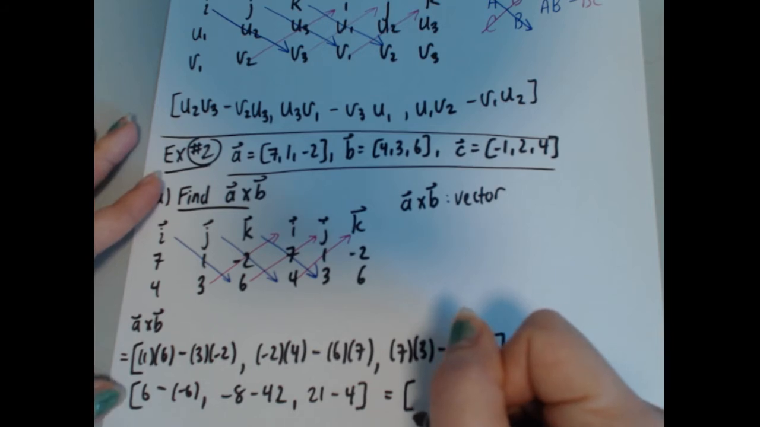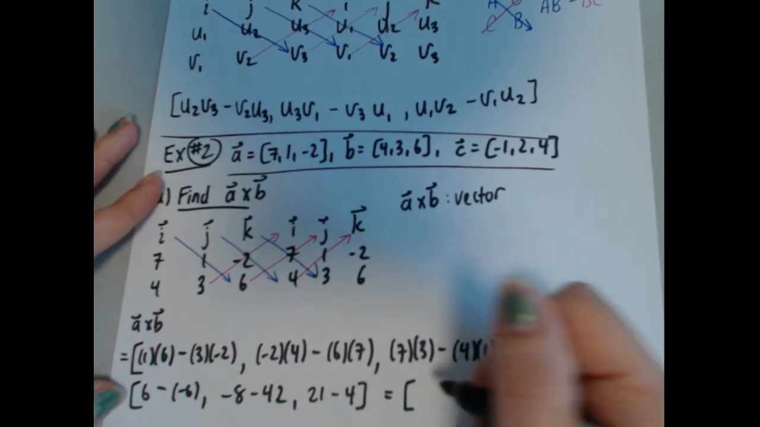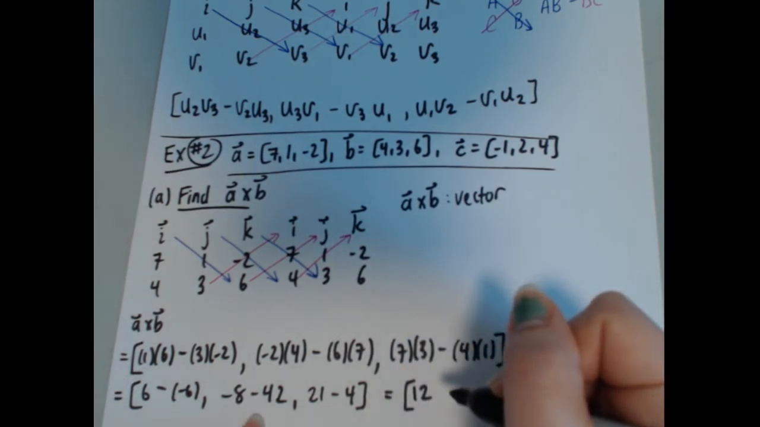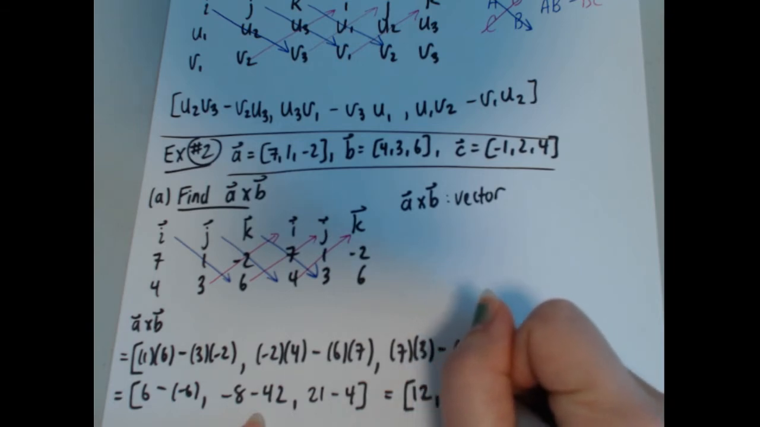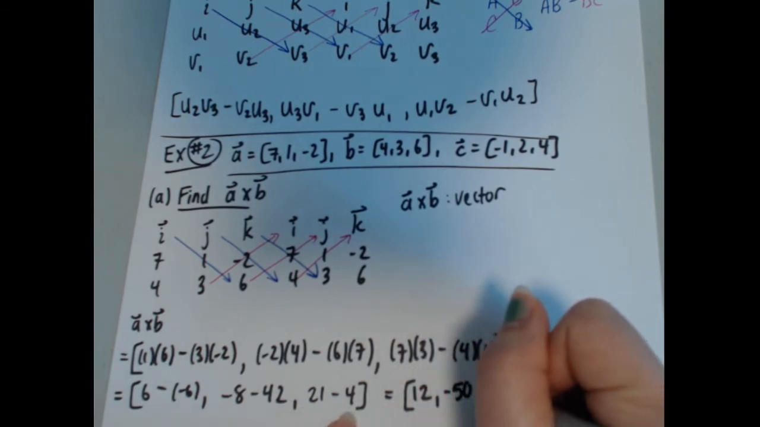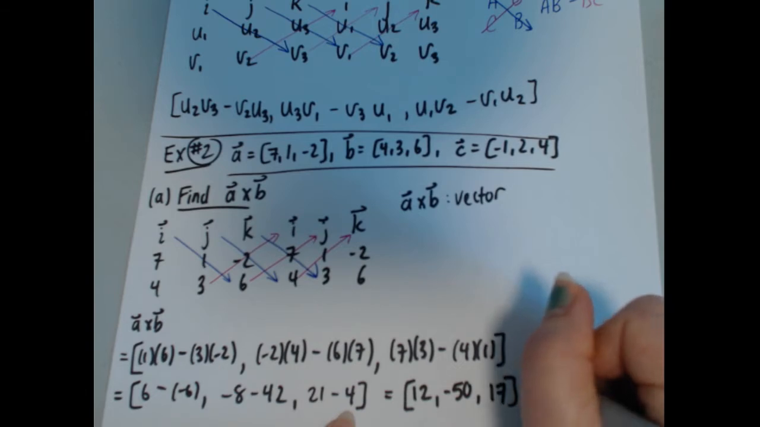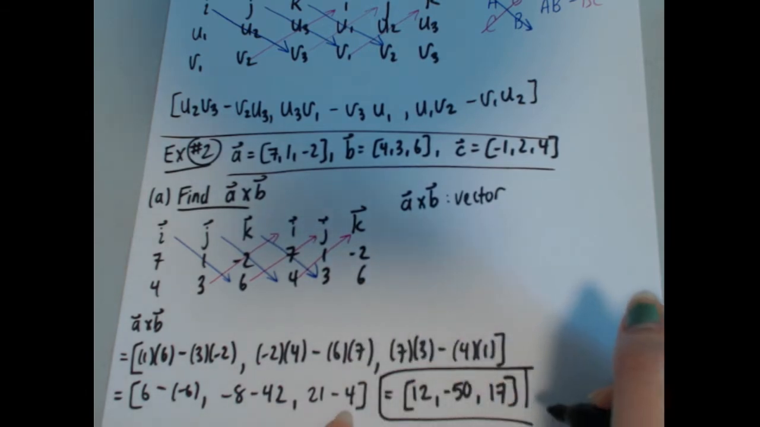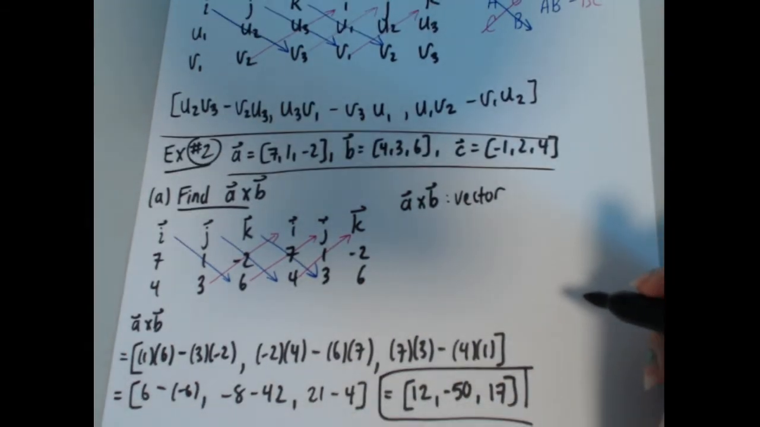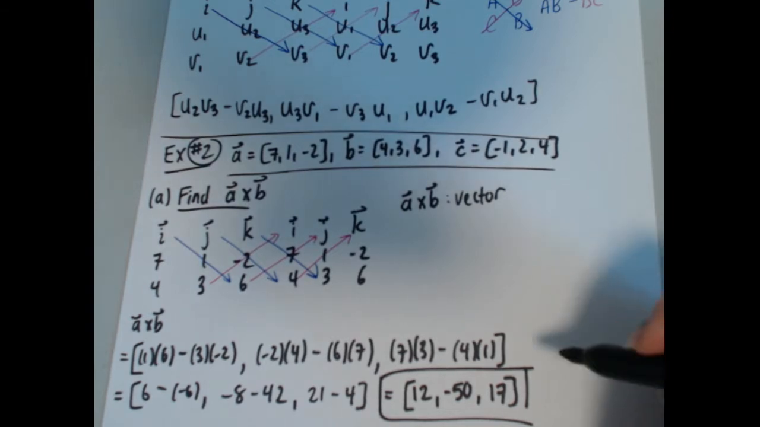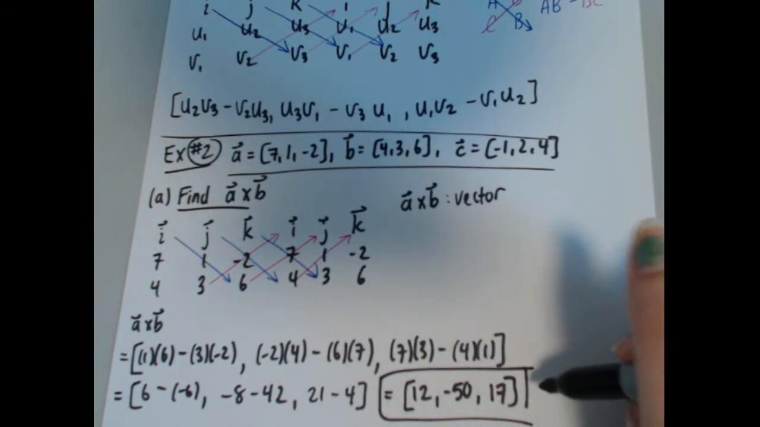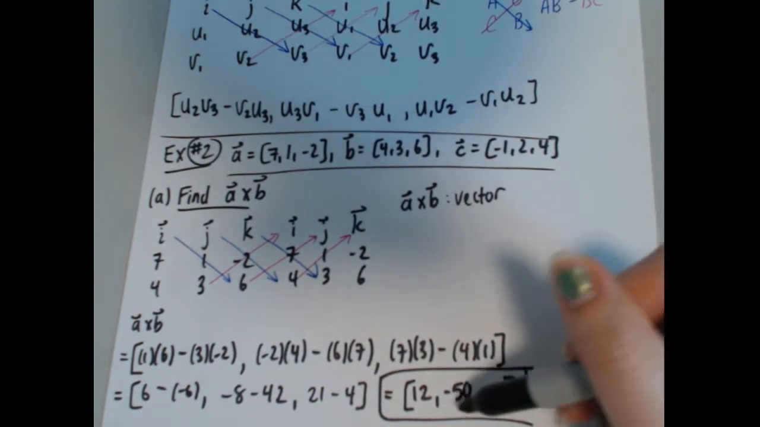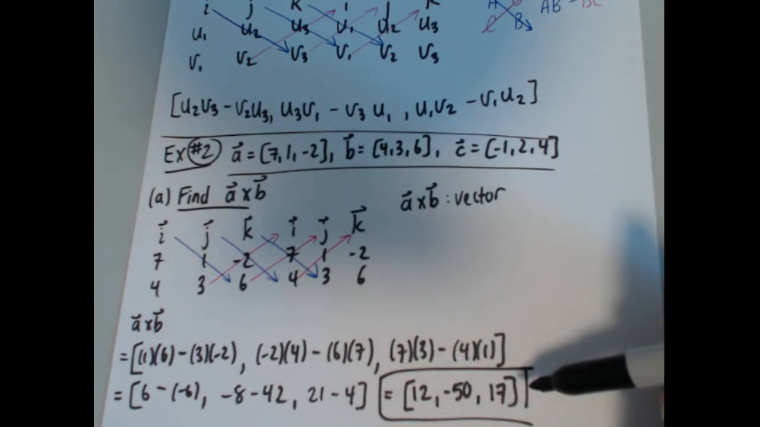So we have 6 minus -6, that's 6 plus 6, which is 12. -8 minus 42, that's -50. And 21 minus 4, that's 17. So this is the cross product of A and B in that order. Now this is a vector, clearly. I mean, you could figure out a magnitude here. The direction would be given by the coordinates of these vectors.